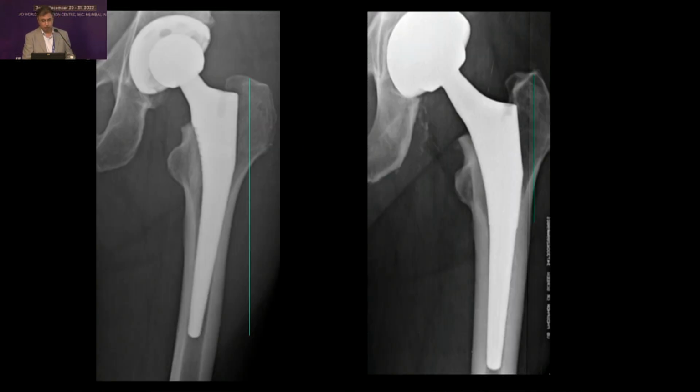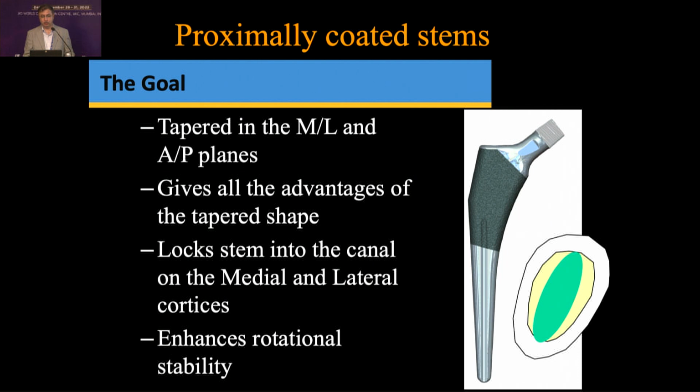So if you've got a fully coated stem which you need to remove, and if you just put this in unnecessarily, your ETO is going to come up to about here. With the proximally coated stem, if you need to revise it, your ETO is going to come to about here. So much shorter surgery, less amount of bone that's going to be removed.